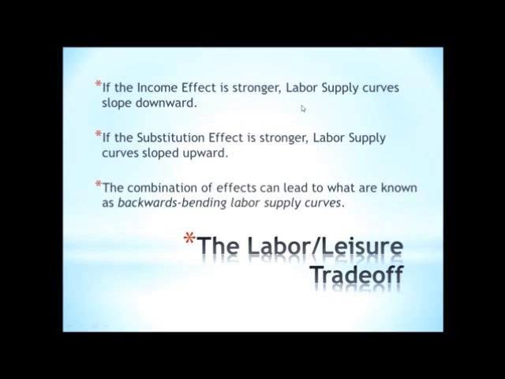If the substitution effect is stronger, then it's going to slope upward, which means that as wage goes up, the worker will work more. The combination of these two effects leads to what we call in the literature a backwards bending labor supply curve. This is a situation where at low levels of income, an increase in wage will induce more work, but as income gets higher and higher, an increase in wage will induce less work.